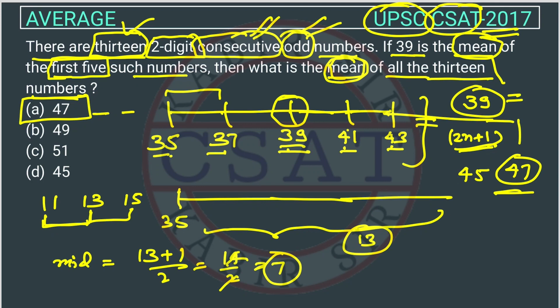Here there is no need to write all these numbers, add them and then divide by 13. No need to do all these things. You can directly use this, and it will save your time in the exam also. You can do this question in just a few seconds. The examiner through this question was checking how you see average. The mean is the midpoint of the series, because the series here is consecutive.